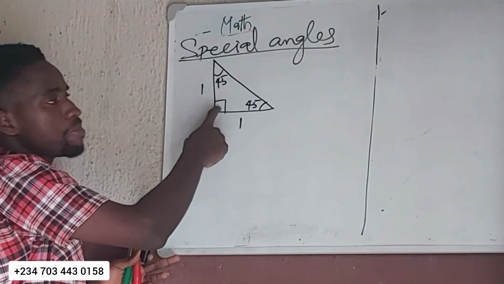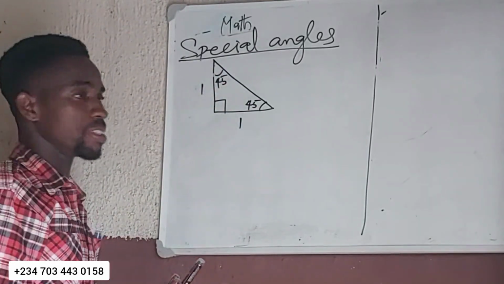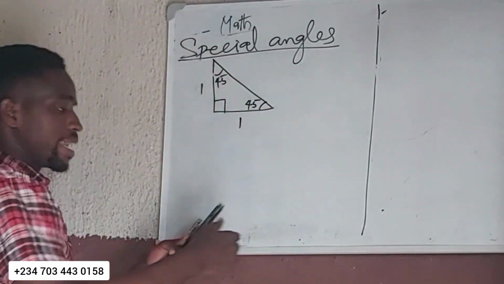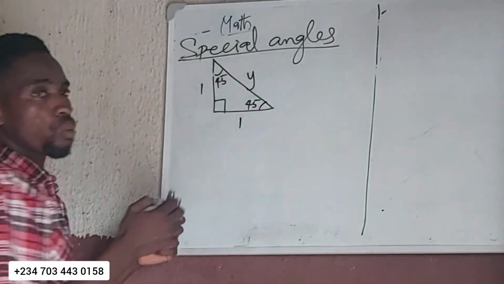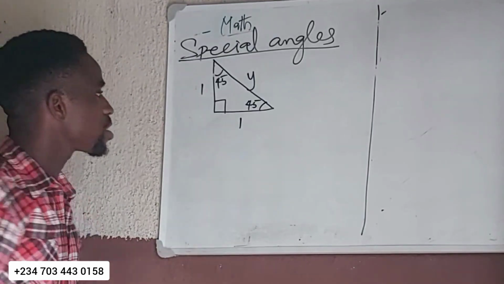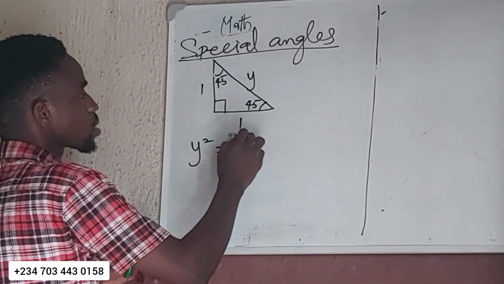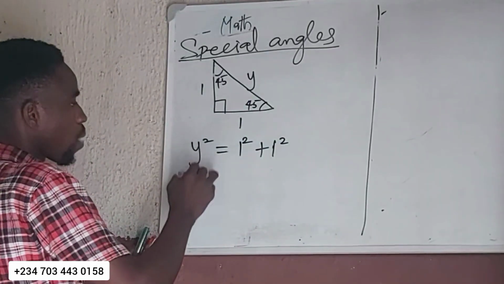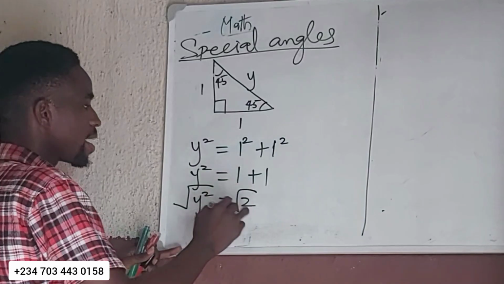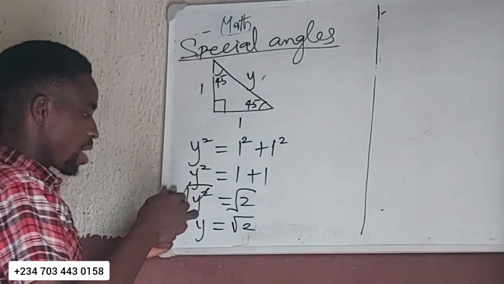Now the remaining angle is 90 degrees. Since it's isosceles, these two angles will be equal, so each of them is 45 degrees. So let's find the value of this missing side. We don't know the value of this longest side, the hypotenuse in this case. We can call it y. Still employing the Pythagoras theorem, y squared is equal to 1 squared plus 1 squared. So y squared is 1 plus 1, which is 2. We take the root, and we have that y is equal to root 2.